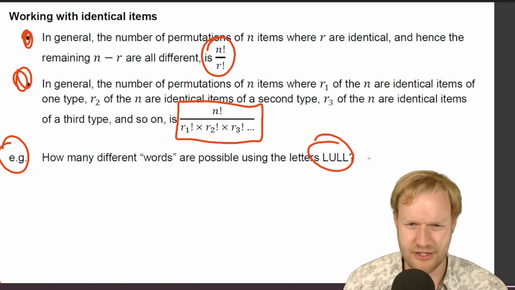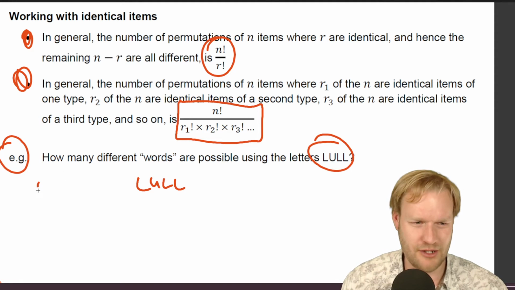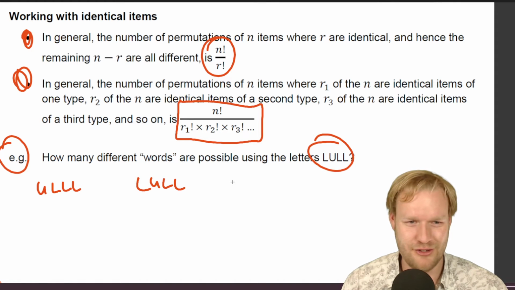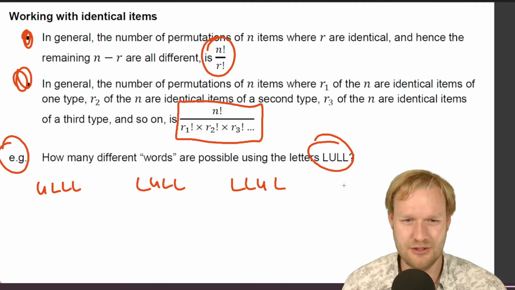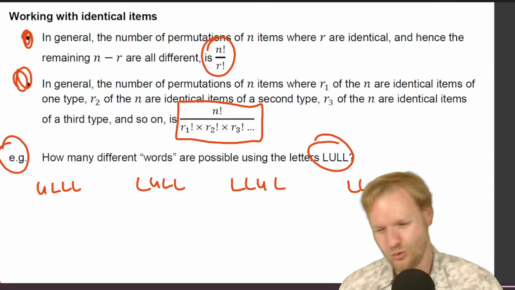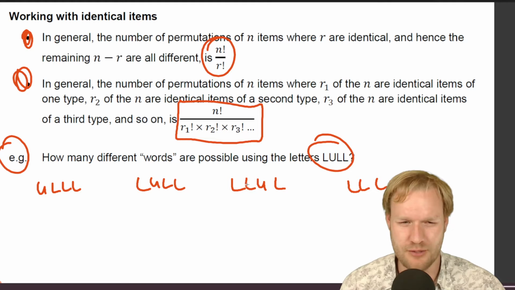Okay, well, I reckon there was one, L-U-L-L. Then maybe we could have had U-L-L-L. Or we could have had L-L-U-L. And we could have had L-L-L-U. So, they're the 4 different options.